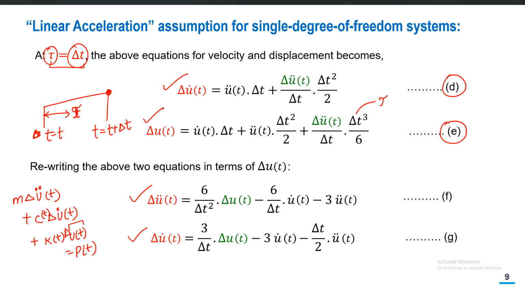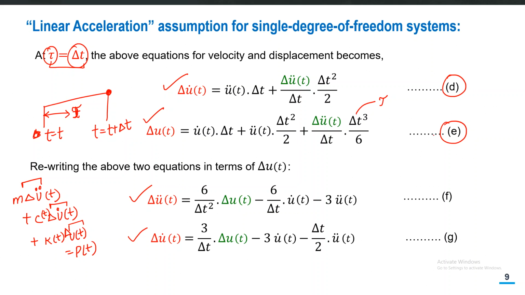So delta u of t is already here. If we can write delta u dot and delta u double dot in terms of delta u, the only variable left in that governing equation of motion will be delta u, the increment or change in displacement. And then our equation of motion will simply boil down to a linear equation or a static equation.